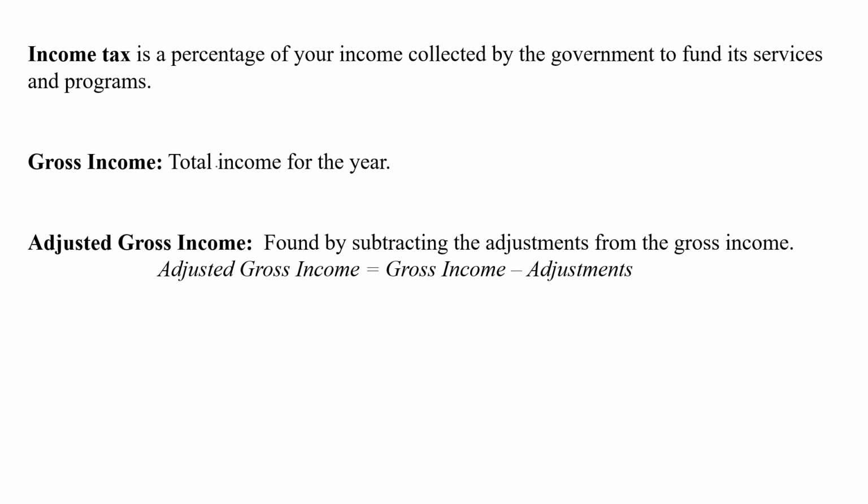Now, gross income is the total income for the year that you make, and the adjusted gross income is found by subtracting the adjustments from the gross income. So basically, adjusted gross income equals your gross income minus any adjustments that you can make here.